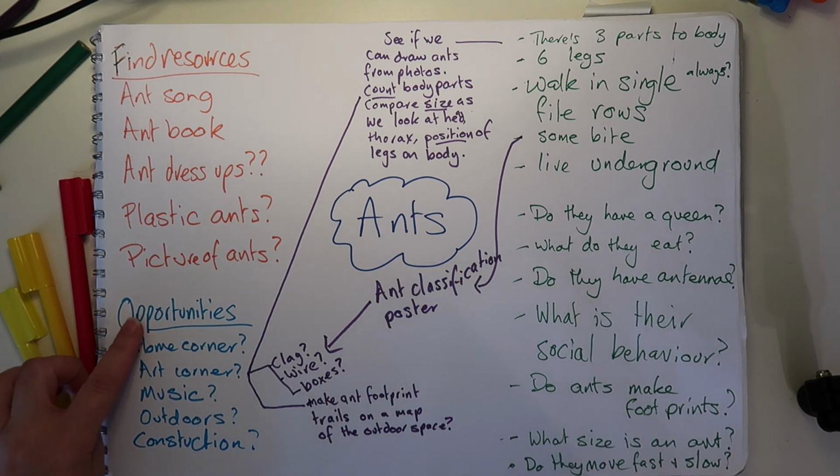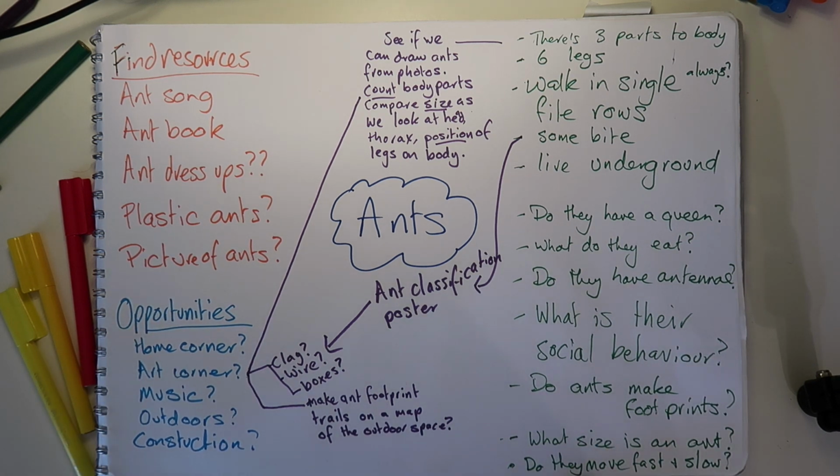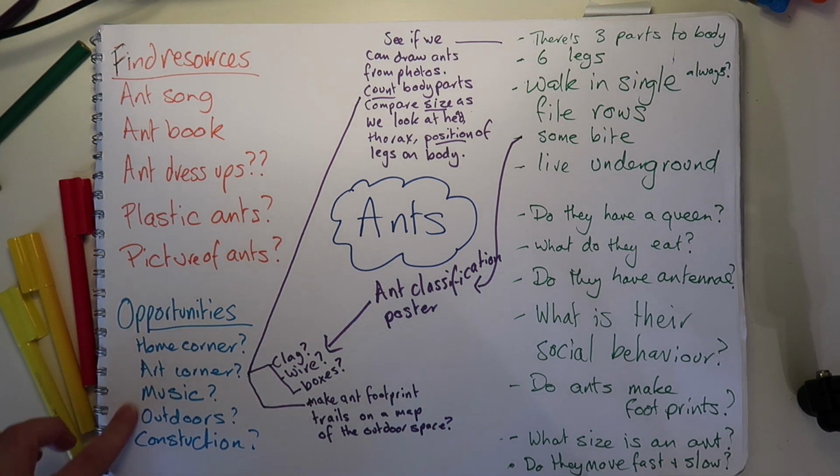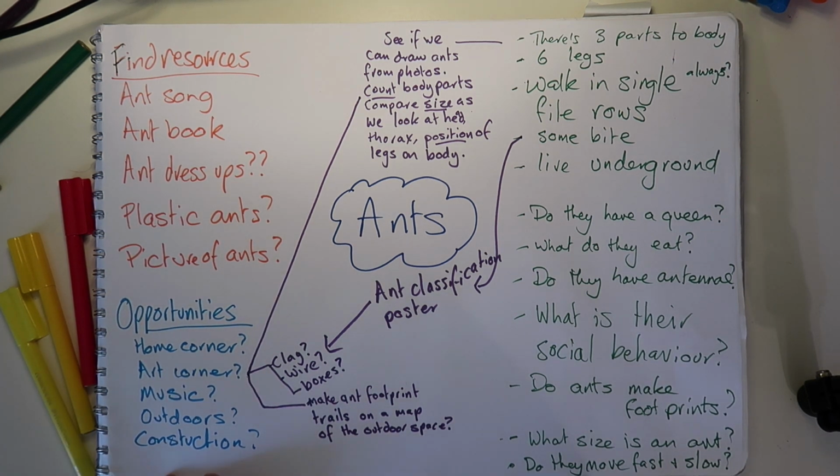And I'm asking myself what opportunities are there for me to do some learning about ants in the home corner, the art corner, with music, outdoors, construction, and there might be others as well. So I'm looking for maths, science and movement opportunities here. So I'm looking at this 3 parts of the body section.